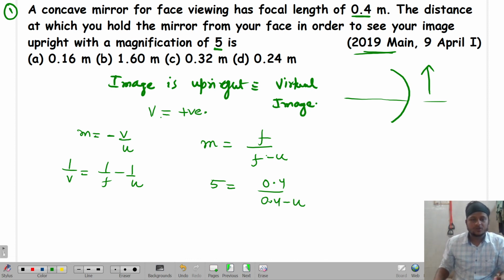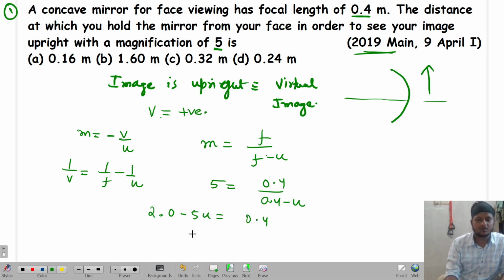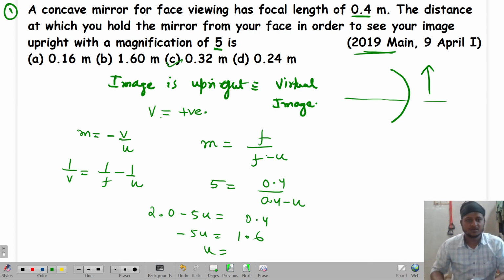Tell me, u is going to be how much? No, no, that is not going to be 0, that is 0.4 into 5. That is how much? 0.32 it is coming up. So 2.0 minus 5u is going to be equal to 0.4. So minus of 5u is going to be equal to 1.6. U is going to be equal to minus 0.32 meters. Yes or no? Correct. Option C is coming.